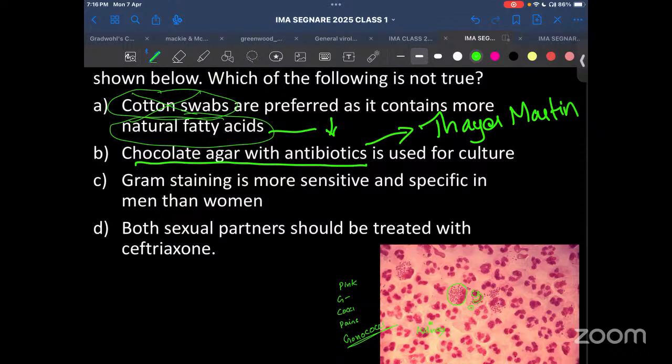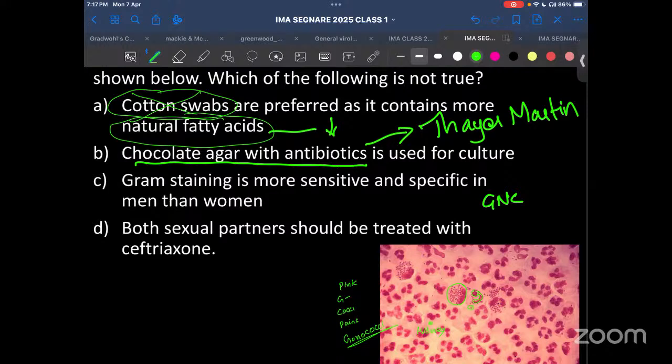Because in women, there are certain gram-negative cocci that are colonizing the vagina. The vagina is sometimes colonized by some non-pathogenic diplococci, like non-pathogenic gonococci. So if they are present, we may read it as false positive. That is why gram staining is more sensitive and specific in men than women.